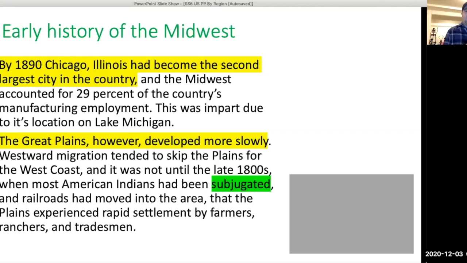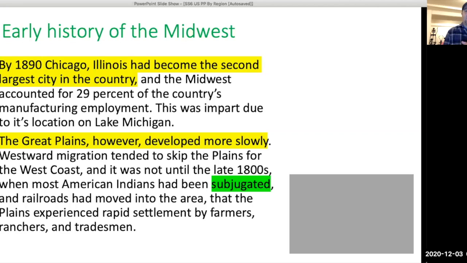Okay, it was not until the late 1800s, we're talking 1870s, 1880s, when most American Indians had been subjugated. Okay, go ahead and Google that for me. Subjugated. You can pause your video and look it up, right? What does subjugated mean? Railroads had moved into the area. We talked about the Transcontinental Railroad. And the plains experienced rapid settlement by farmers, ranchers, and tradesmen.